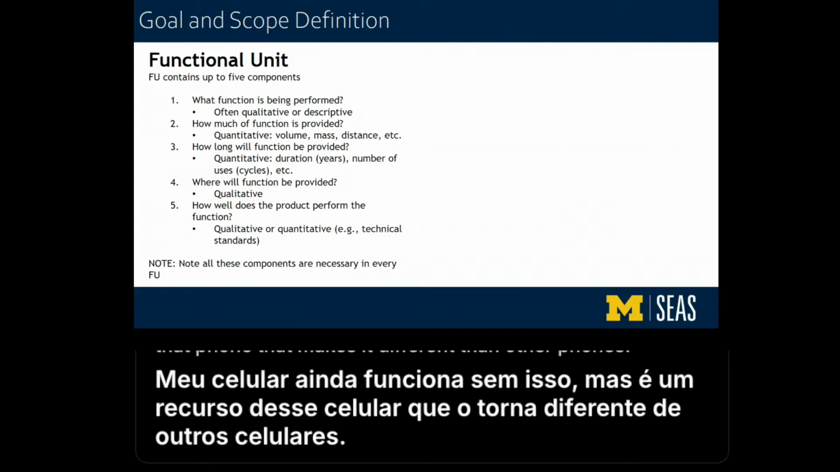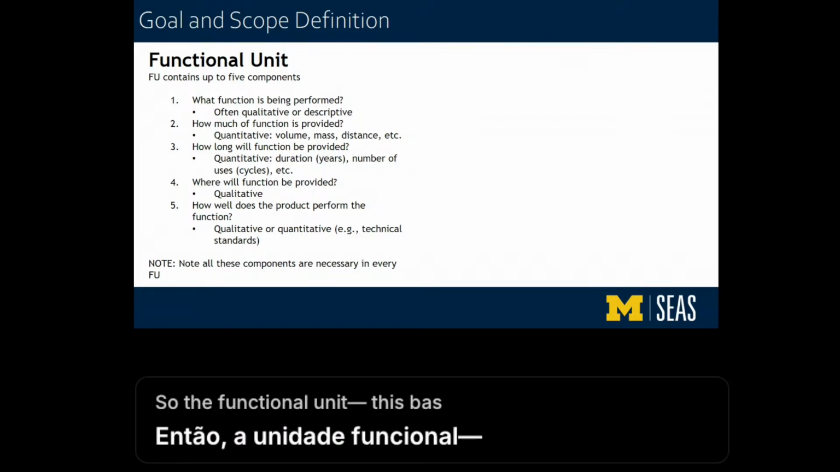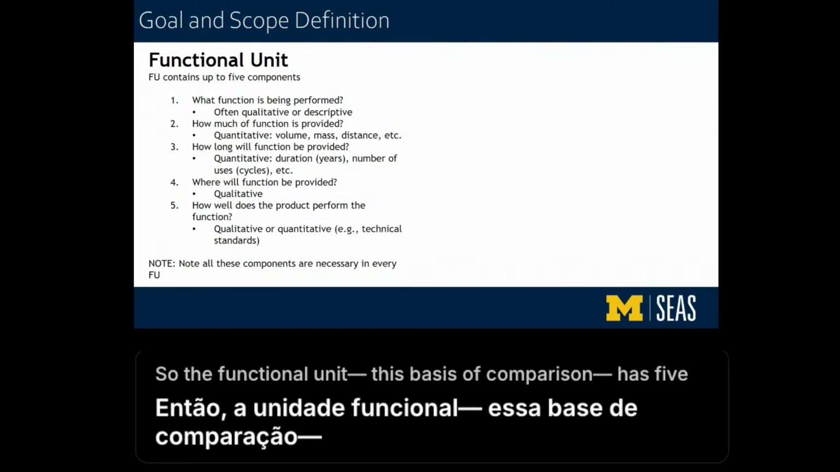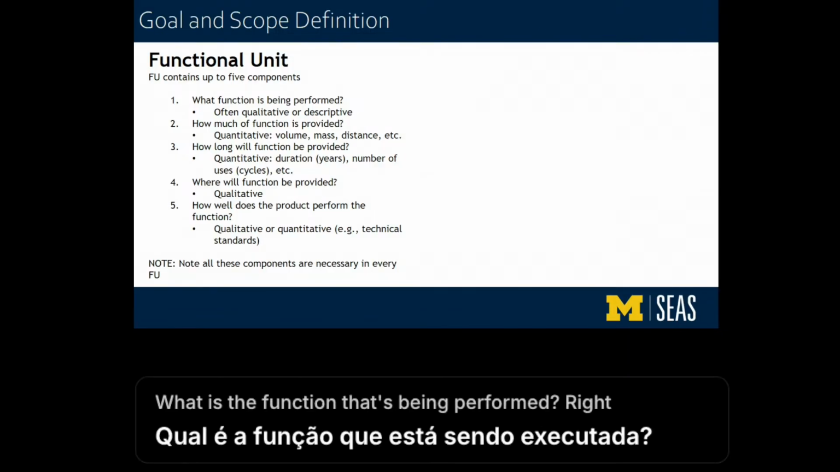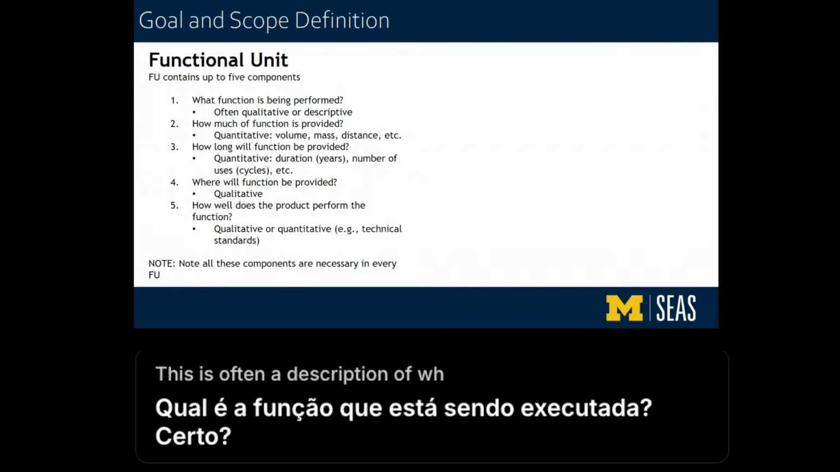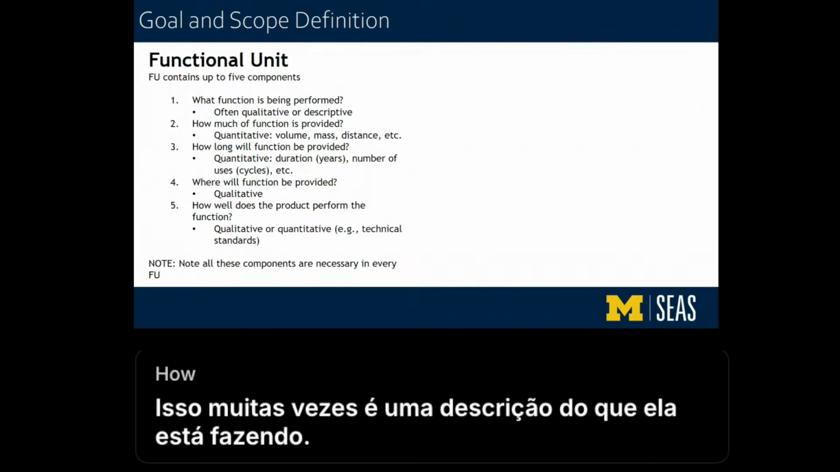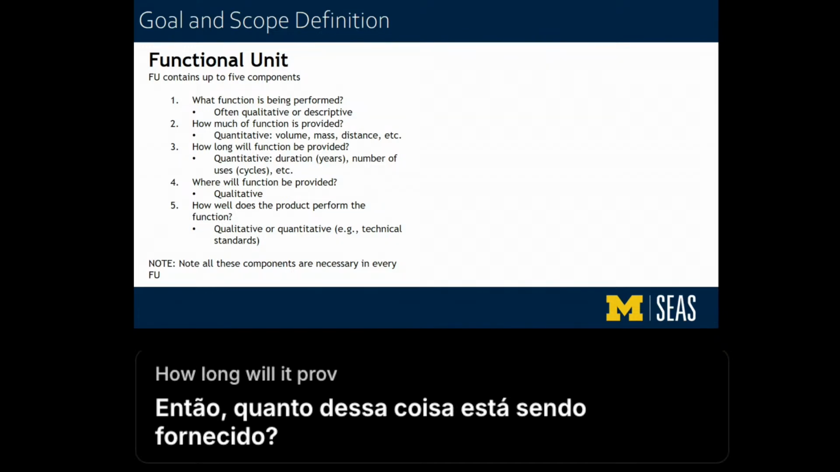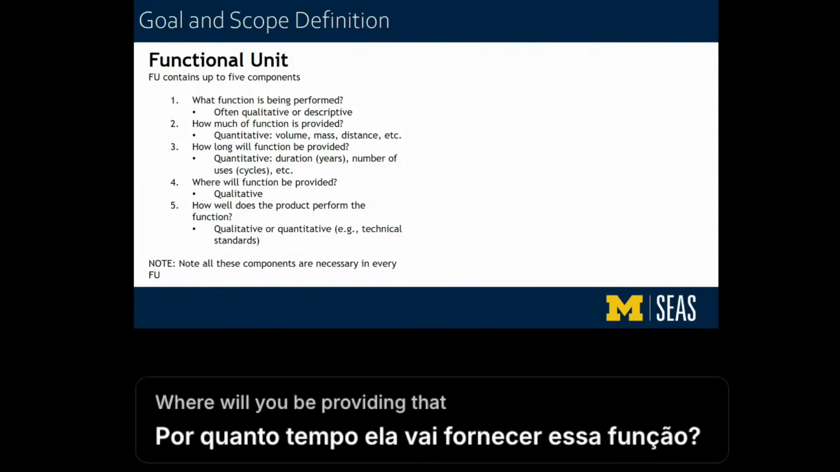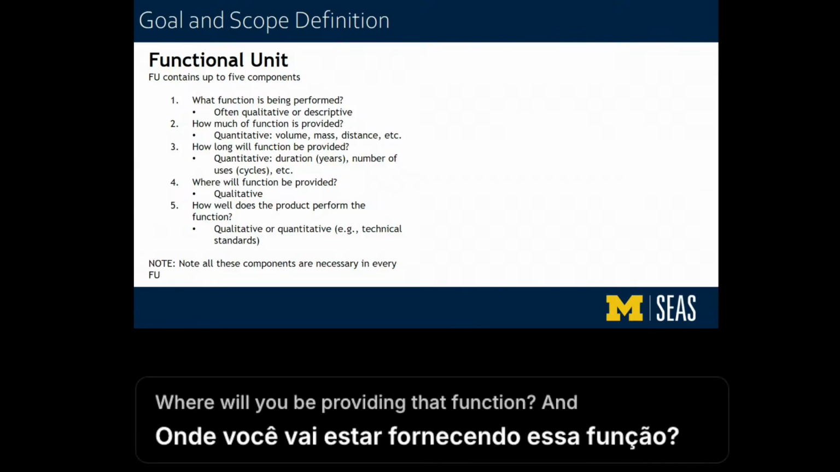So, the functional unit, this basis of comparison, has 5 pieces to it, right? What is the function that's being performed? This is often a description of what it's doing. How much function is provided? So how much of that thing is being provided? How long will it provide that function for? Where will you be providing that function? And how well does it perform that function?